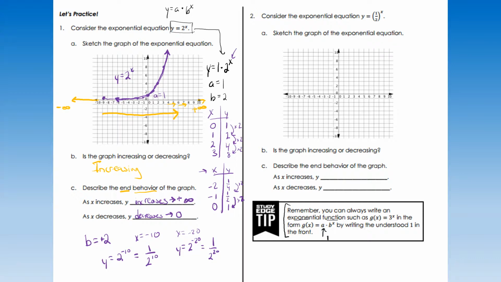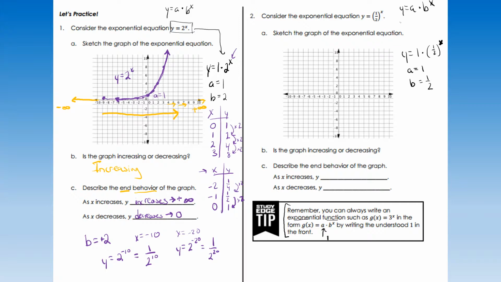All right, so now let's take a look at a second one here. We've got y equals 1/2 to the x power. All right, so again, we want to write this so it's y equals a times b to the x. So we've got our b to the x term. That's 1/2 to the x power. And again, just like before, since there's no number here, we can assume that a is 1. So we could say this is y is equal to 1 times 1/2 to the x power. So a in this case is 1, and b, our common factor, is 1/2.